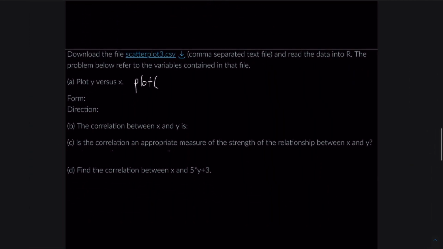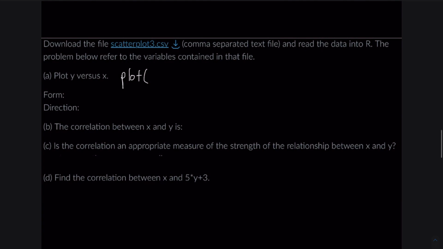All right, this is our last part. And so, like I said, this is going to be a really short video. This is going to be part of RStudio, but I'm not going to do it in RStudio because this is really basic, and I'm just going to write down the commands for you. So it says download this file and read the data into R. The problem below refers to the variables contained in that file. So the first thing we need to do is plot y versus x.